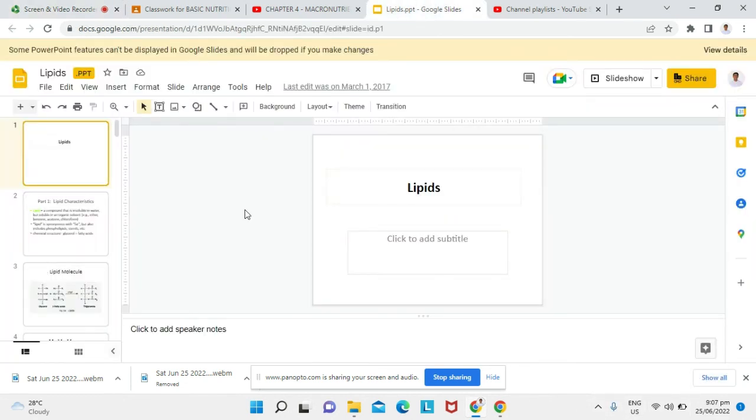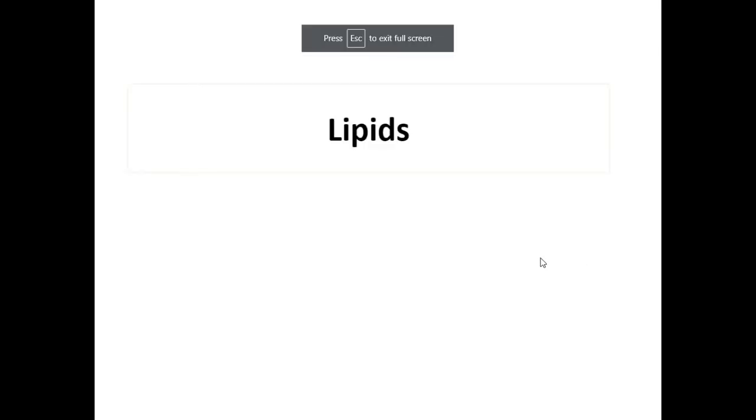Okay, so this is the third part of our discussion on chapter 4. In this part now we're going to discuss fats. I have cited the difference between lipids and fats already, back in chapter 1.